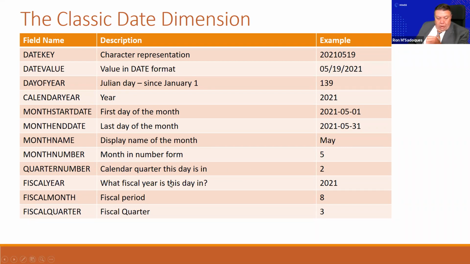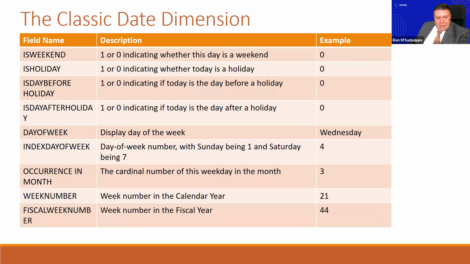What's the calendar quarter? What's the fiscal year? Okay, so Hartford Healthcare, our fiscal year starts October 1st. And so today it's in fiscal 2021, but it's in the third quarter of 2021, not the second quarter fiscally. And this is period 8. And then some other things that you can put in.